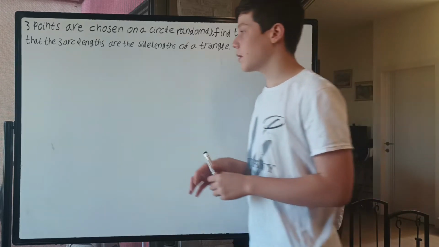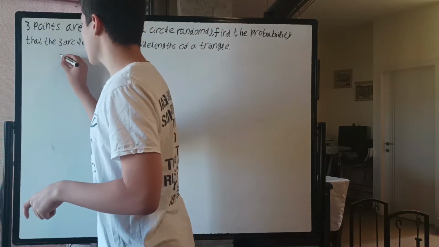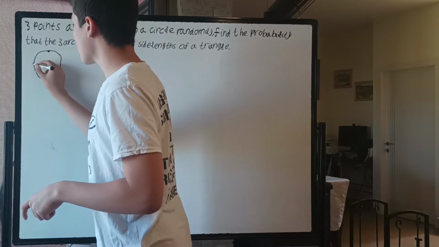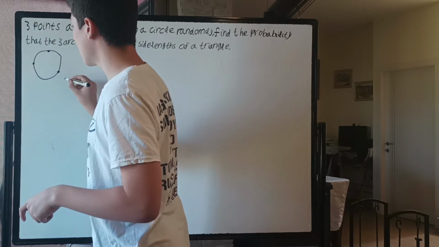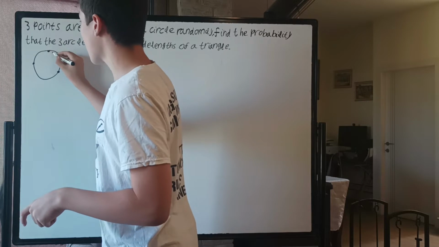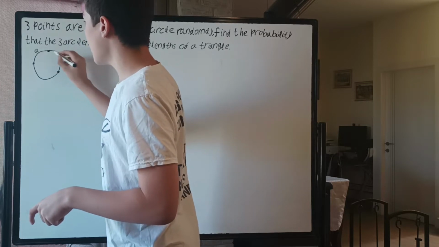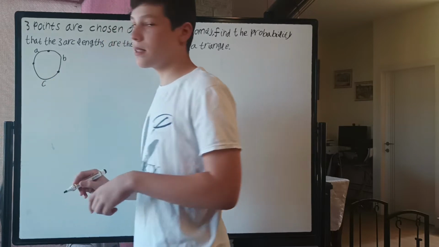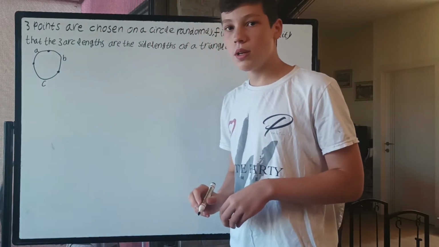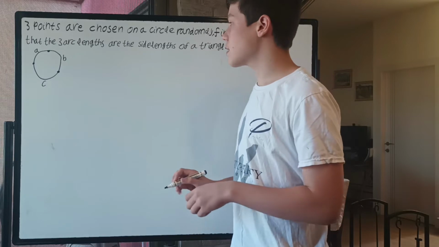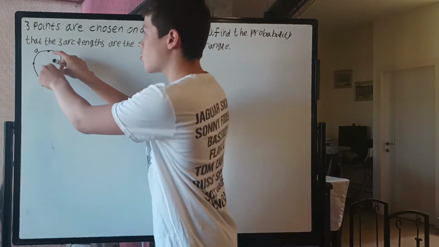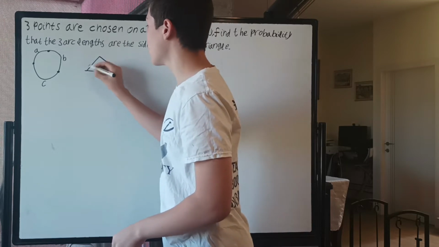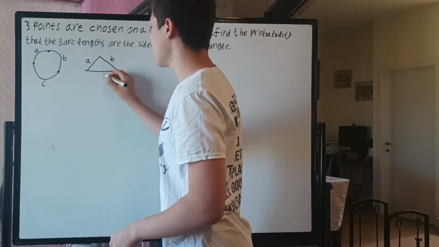So let's first of all explain what this question means. Let's say you have some circle. 3 points are randomly chosen. Then you have this arc length, labeled A. This arc length, labeled B. And the third one, labeled C. What is the probability that, say, when you stretch these points out, you can get a triangle A, B, C?